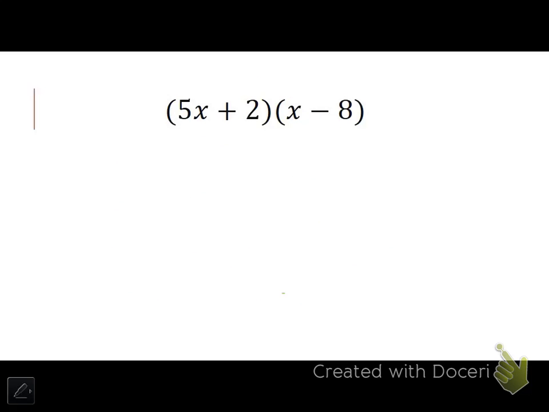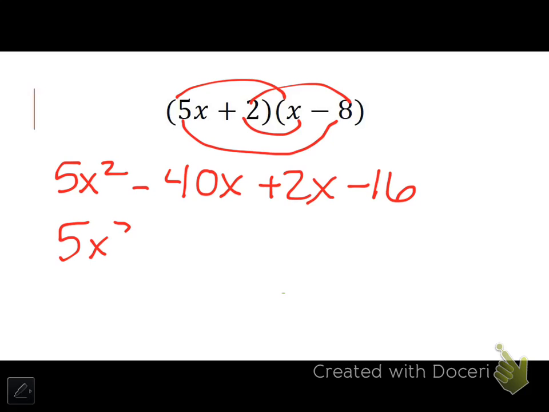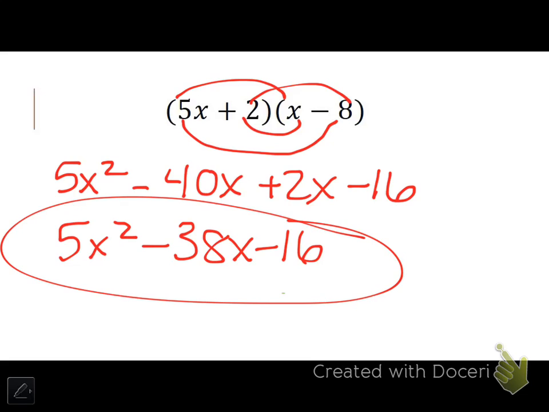Okay, so we got to distribute this one. So 5x times x gives me 5x squared. So that's my first. Outside is negative 8 times 5x is negative 40x. Inside, 2 times x is a plus 2x. And last, negative 8 times 2 is negative 16. So negative 40x plus 2x is going to give me negative 38x. And it's in standard form.